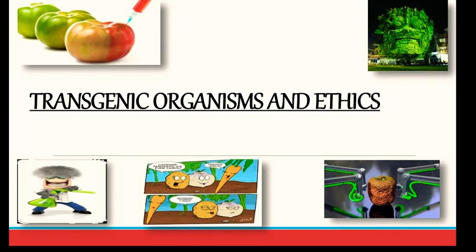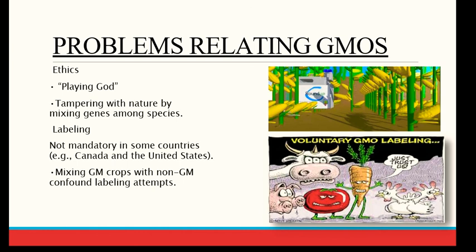Next is transgenic organisms and ethics. We all know what transgenic organisms are: organisms with genetically modified genes. Their genes are modified. So, what are the problems relating to GMOs, genetically modified organisms? Ethics: they are playing God. They are tampering with nature by mixing genes among species. They are playing with nature.